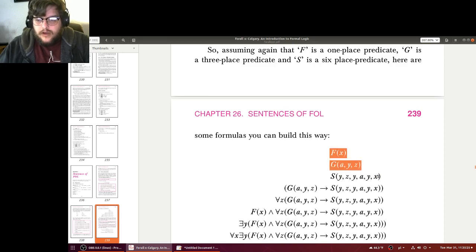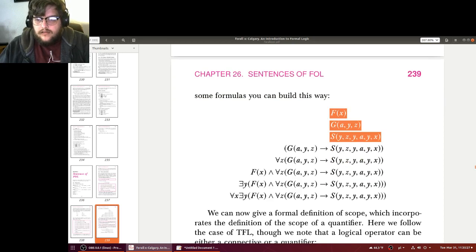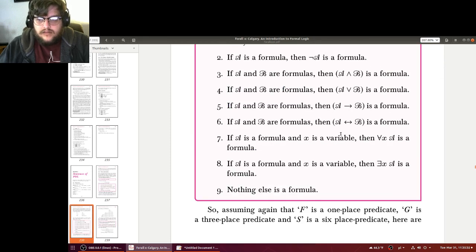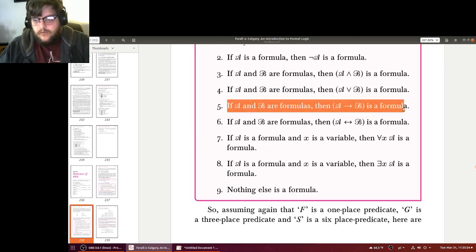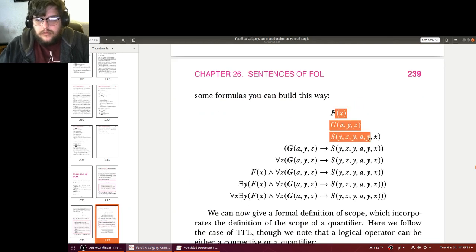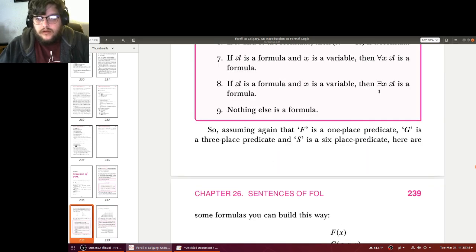So we have 3 atomic formulas here, and they say, well, I'm going to put an implies between these two. Again, by this rule here, that's a formula. All of these are formulas because they're atomic. This is a formula because they put an implies there. And then this is a formula because you're allowed to put a for all, some variable in the front. And they did say it's a variable.